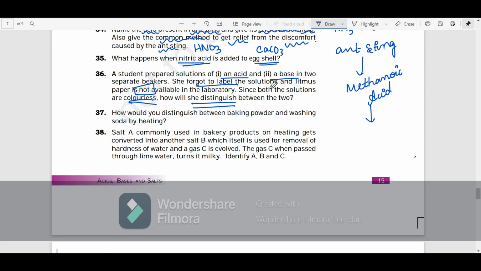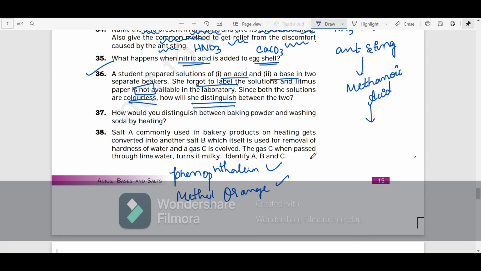In your school labs, you'll also find other indicators like phenolphthalein, and you might get methyl orange, methyl red, and many others. You can use any of these to test them. No issues, just use one of them.